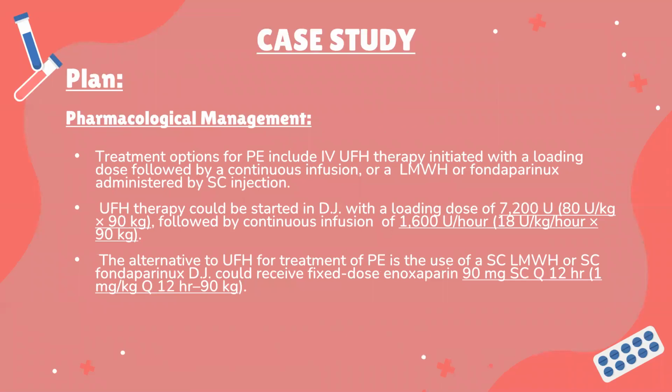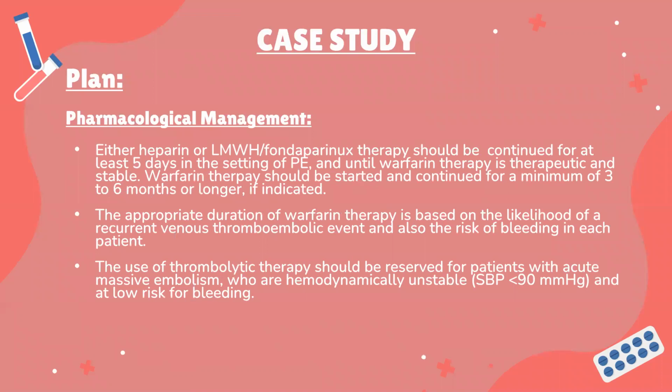The alternative to this therapy, if we do not want to give it due to certain reasons, is to start with subcutaneous low molecular weight heparins, or we can use subcutaneous fondaparinux, and he can receive the fixed dose of enoxaparin 90 mg subcutaneous every 12 hours according to his body weight. This therapy should be continued for at least 5 days, and then we will switch to the warfarin therapy.